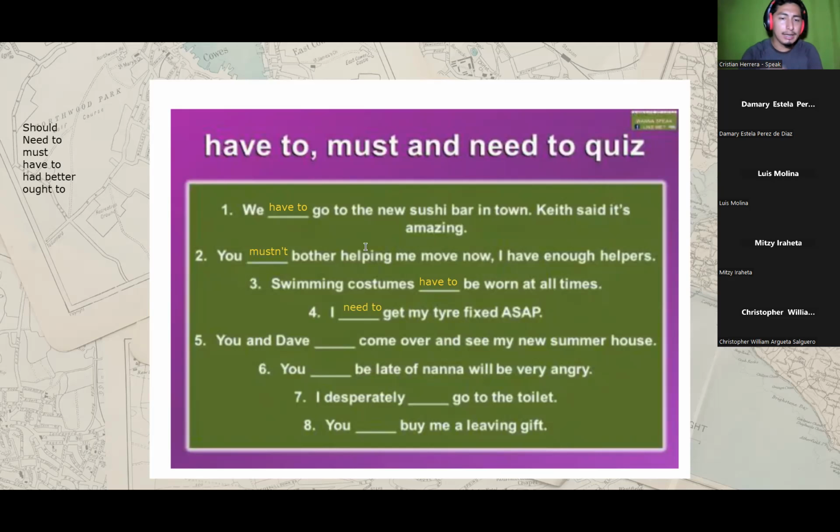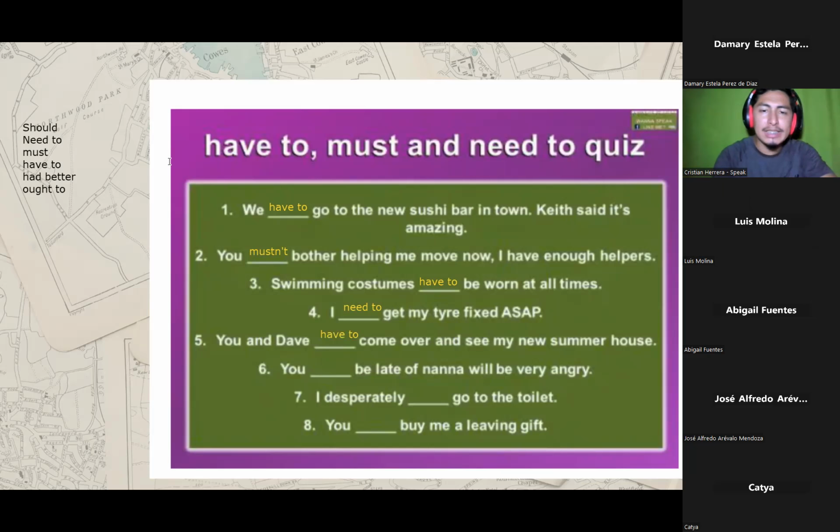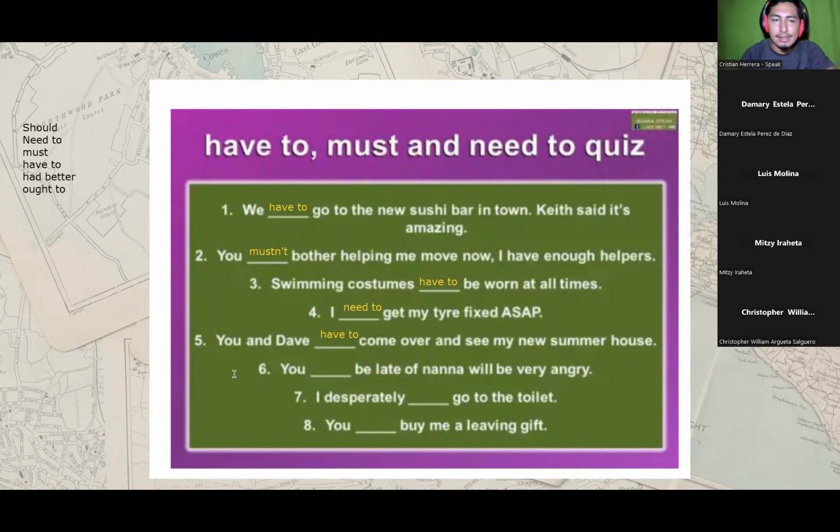I want to hear in example number five, Christopher. What can you tell me about sentence number five? What is the correct answer? Okay, I think it's: you and Dave have to come over and see my new summer house. Okay, that's a great answer. Thank you, Christopher. It sounds good. Let's continue with Beatrice. Beatrice, help me with sentence six.